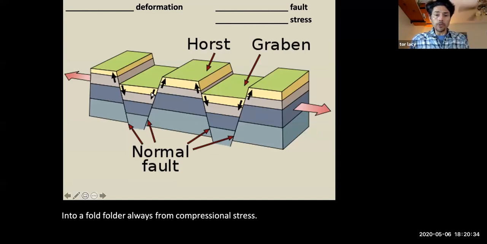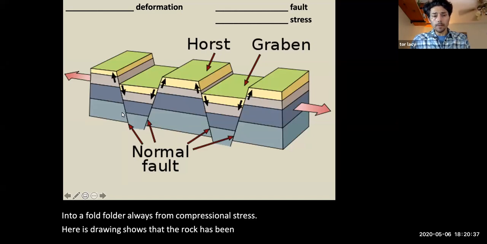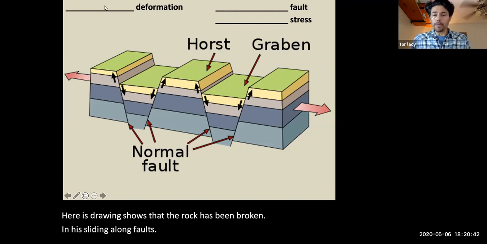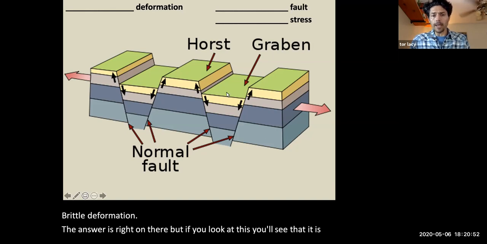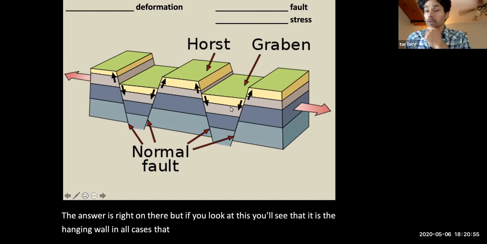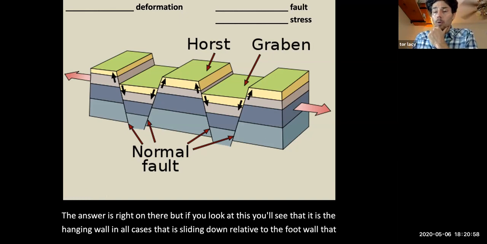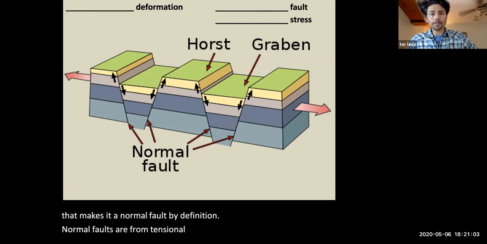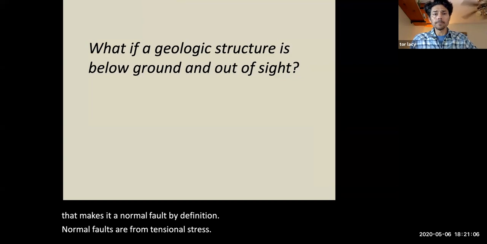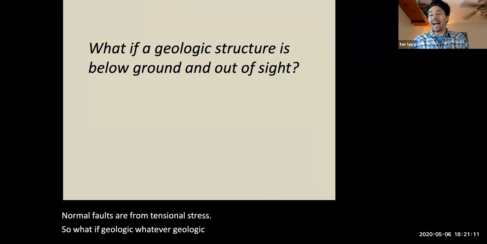Here, this drawing shows that the rock has been broken and is sliding along faults. Brittle deformation. And the answer is right on there. But if you look at this, you'll see that it is the hanging wall in all cases that is sliding down relative to the footwall. That makes it a normal fault by definition. Normal faults are from tensional stress. So what if a geologic structure is below ground and out of sight?